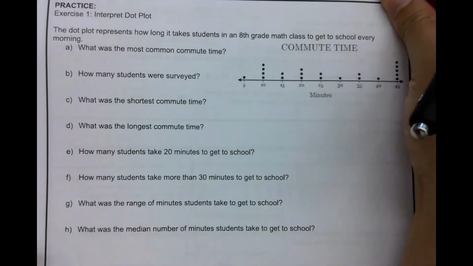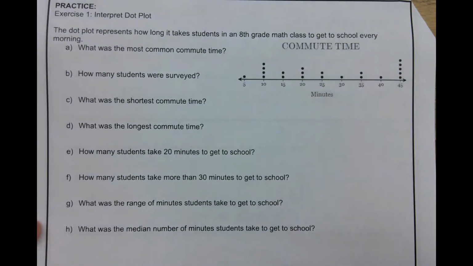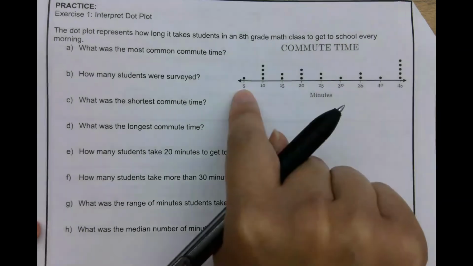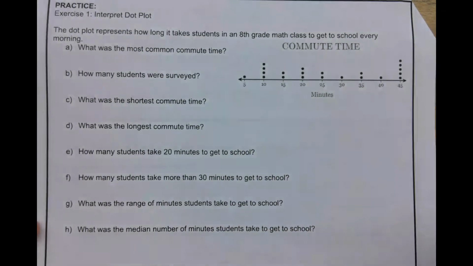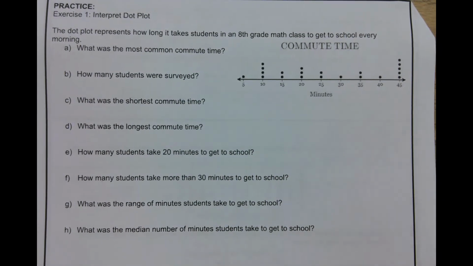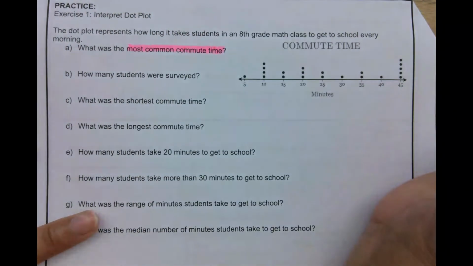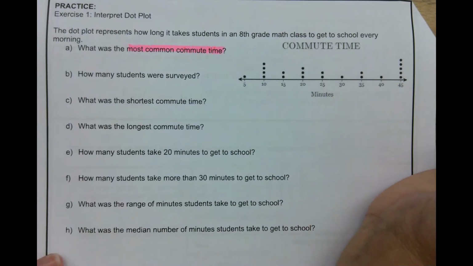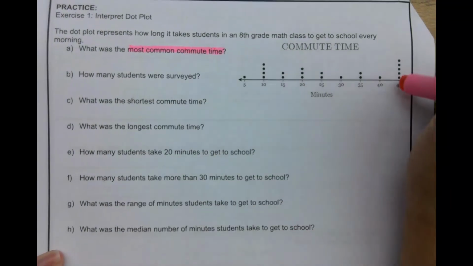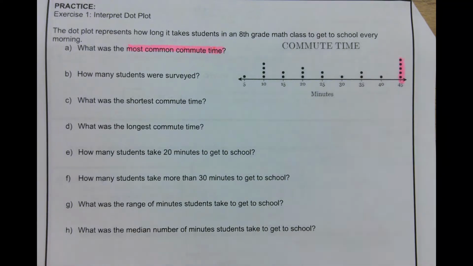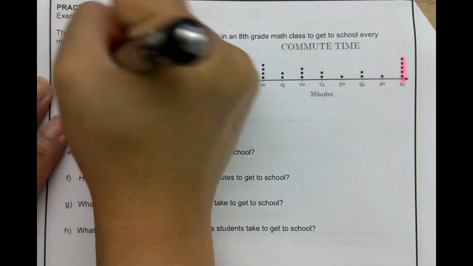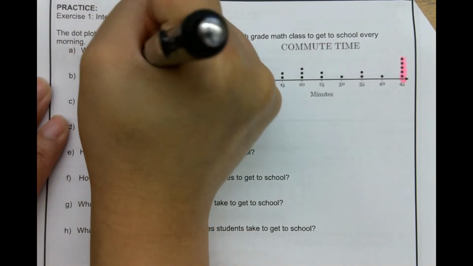So the dot plot here represents how long it takes students in an 8th grade class to get to school, so that's commute time. Okay, it's represented by minutes here, and each dot represents a student. Okay. So the first question asks for the most common commute time. So that one should have the most dots. So if you compare, the one with the most dots here is 45, right? So the most common commute time is 45 minutes, right? Because we end up having the most students take that long, right?